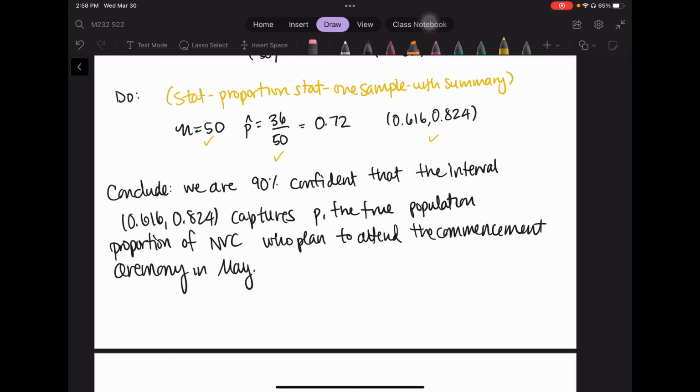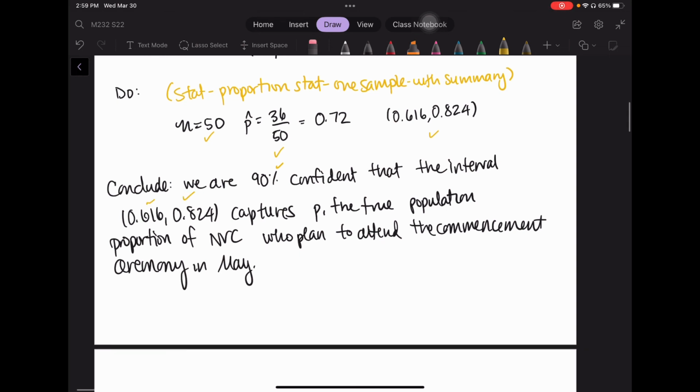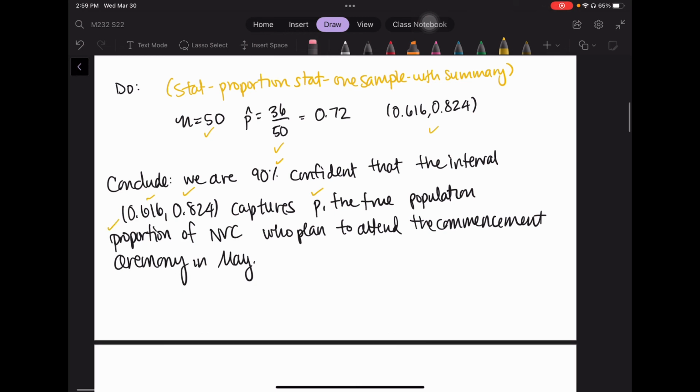Let's double check that we have everything in our conclusion. We included our confidence level, we included both values of the interval, we included the parameter and what the parameter was, and then we included the context. And so we're good. This is our four-step process for the confidence interval.